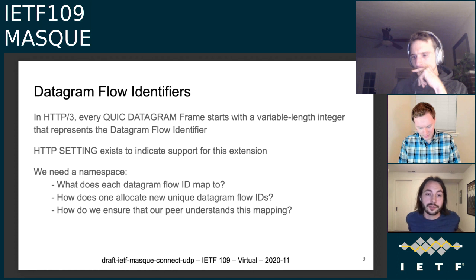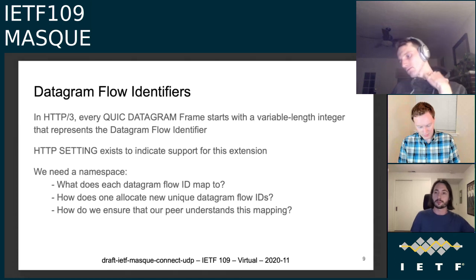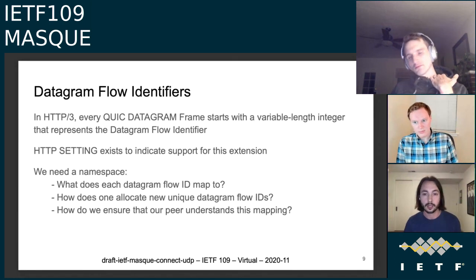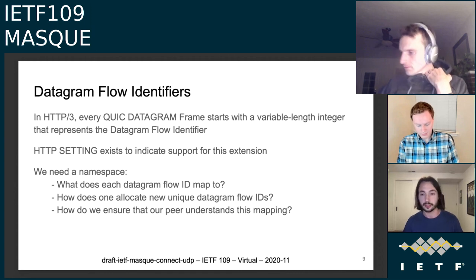these identifiers have to have a namespace so that you can refer to them and create new ones that haven't been used before, that are unique. And on top of that, you need a way to synchronize that information between the two peers. So let's say you decide, okay, I'm going to use datagram 42 for this Connect UDP stream and 44 for that one, you need a way for the server to understand that. So how should we do this? Next slide, please.